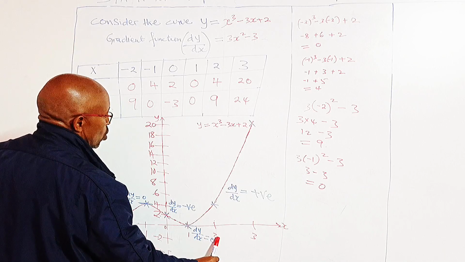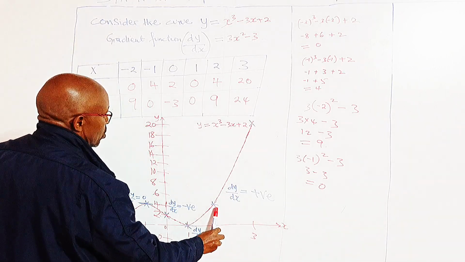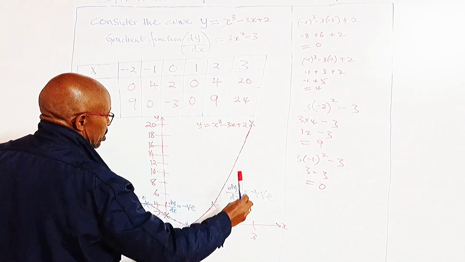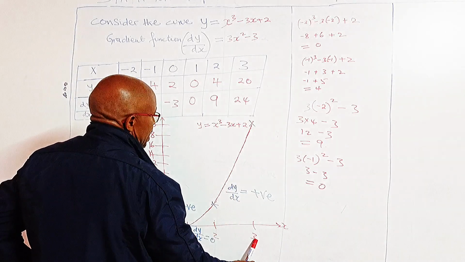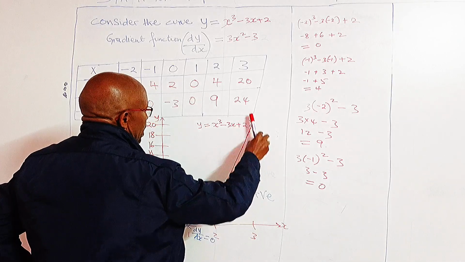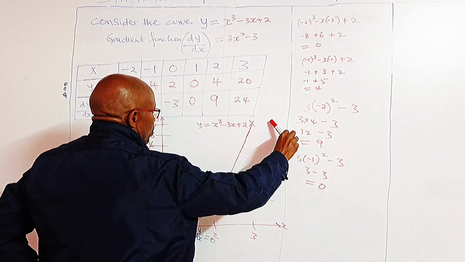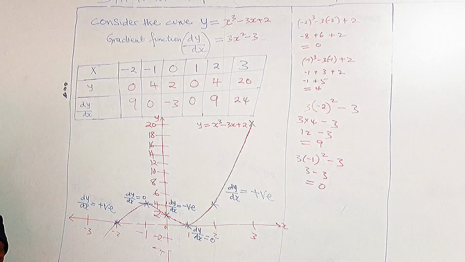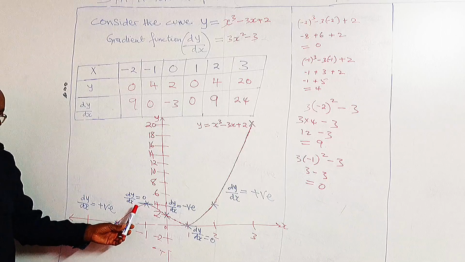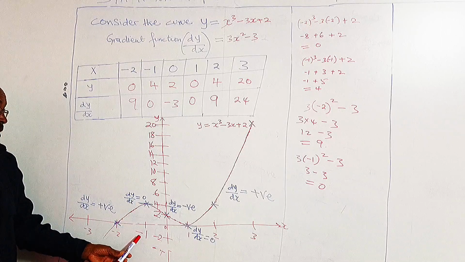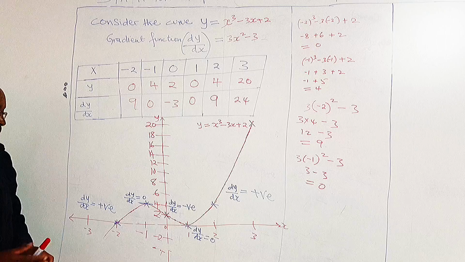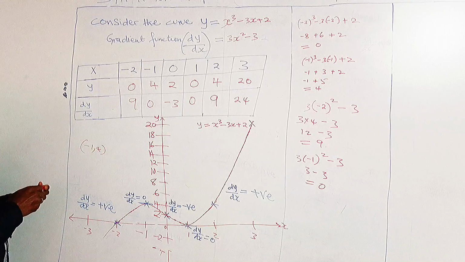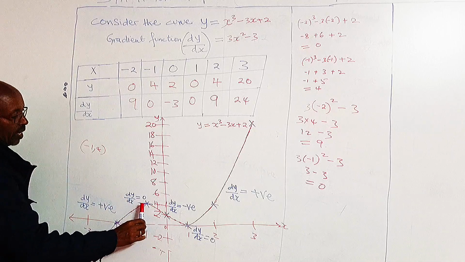When x is 2, our y is 4 and our dy/dx is positive 9. So the gradient is positive. When x is 3, our y is 20. At that point, our dy/dx is positive 24. So we have two stationary points here. We have one stationary point when x is negative 1 and y is 4. That point, negative 1, 4, is a stationary point because our dy/dx is 0.